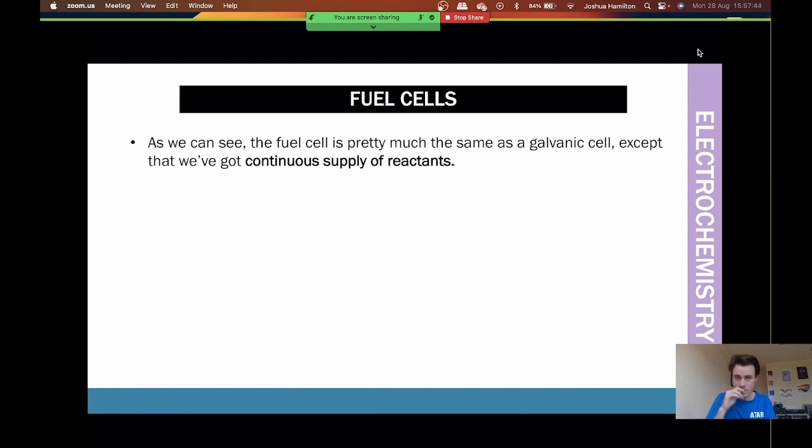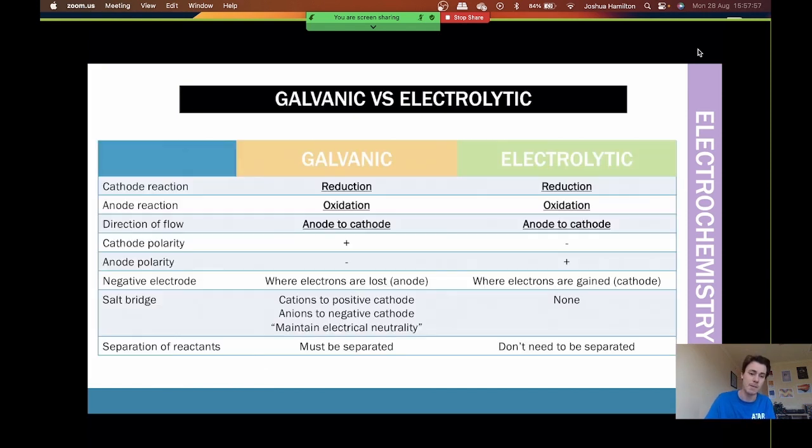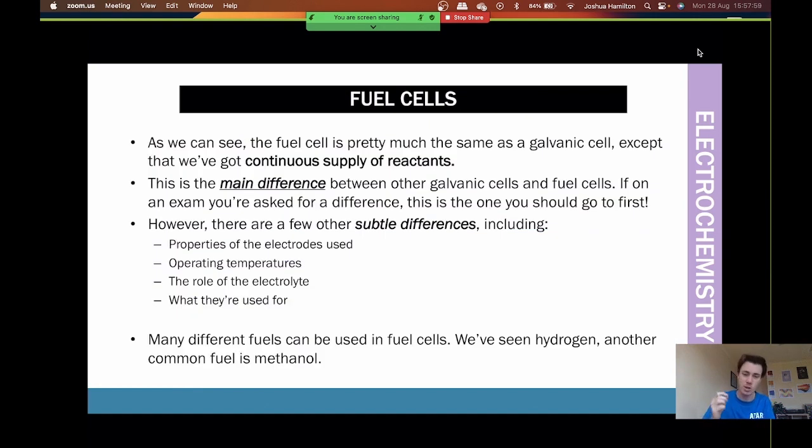Now, the fuel cell is pretty much the same as a galvanic cell, except you get a continuous supply of reactants. This is the main difference, and in an exam, this is your first go-to. As you can see here, there are subtle changes in operating temperatures. Don't worry about that. I think the other most important point is that they're really complicated pieces of technology, so they're really hard to maintain. And therefore, that's why they're not readily used around the world. They're just not a very applicable piece of technology yet.